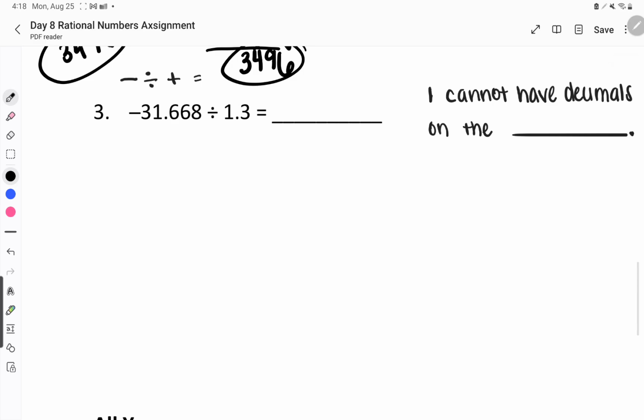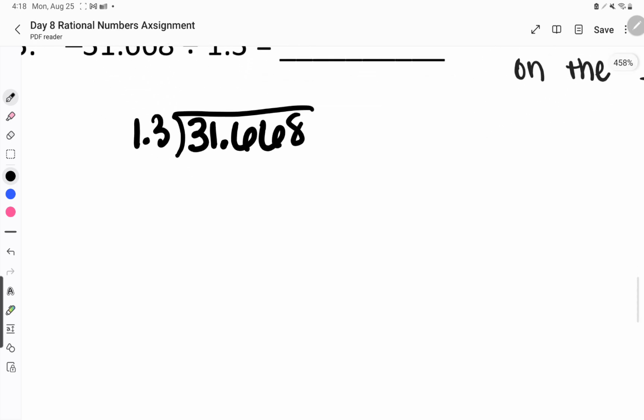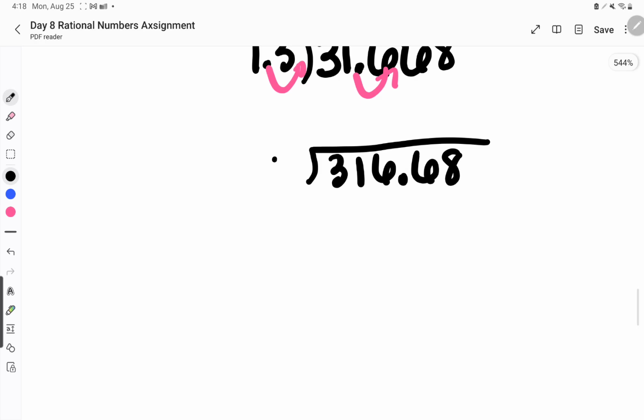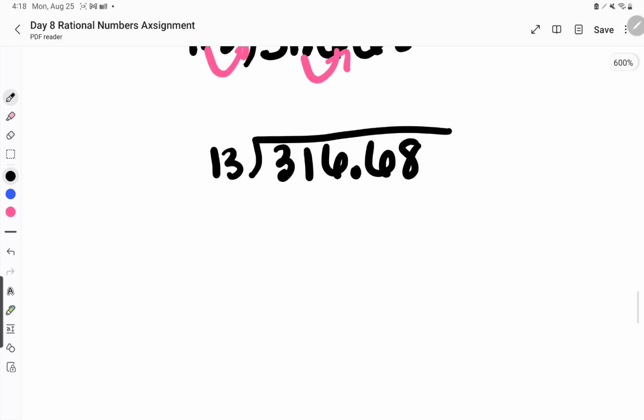We cannot have decimals on the outside. All right, so I'm going to take negative 31.668 and divide it by 1.3. 31.668 goes on the inside. 1.3 will go on the outside. I can't have decimals on the outside, so how many times do I need to move my decimal? I need to move it once that way. So how many times do I move it on the inside? Once that way. Now I have 13 going into 316.68.